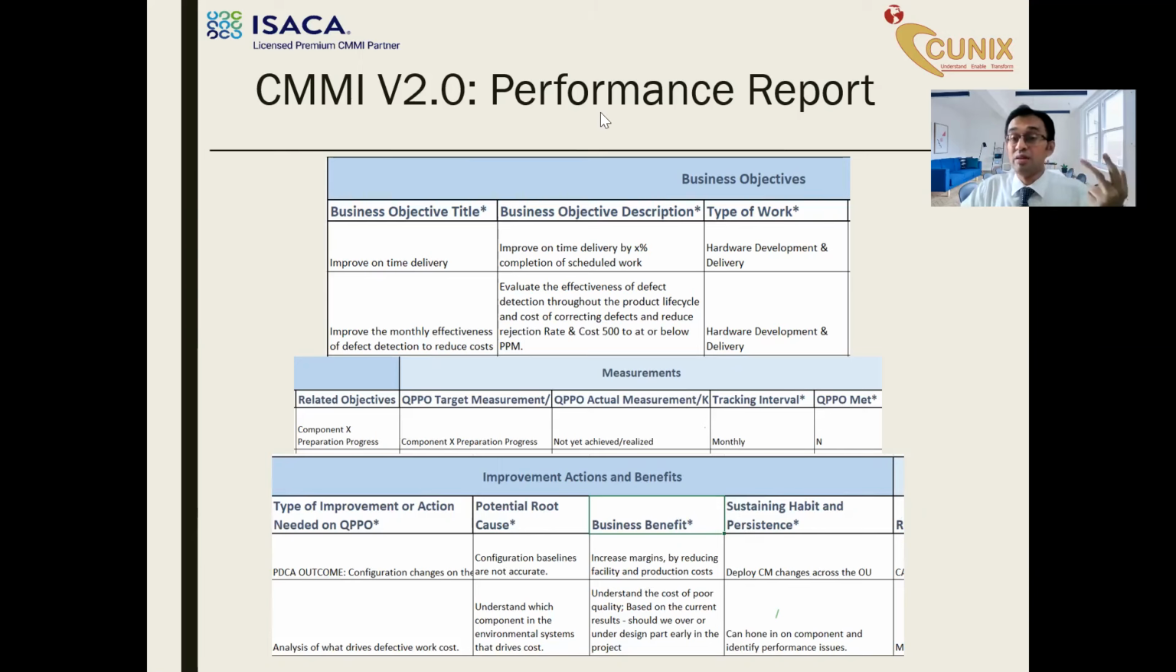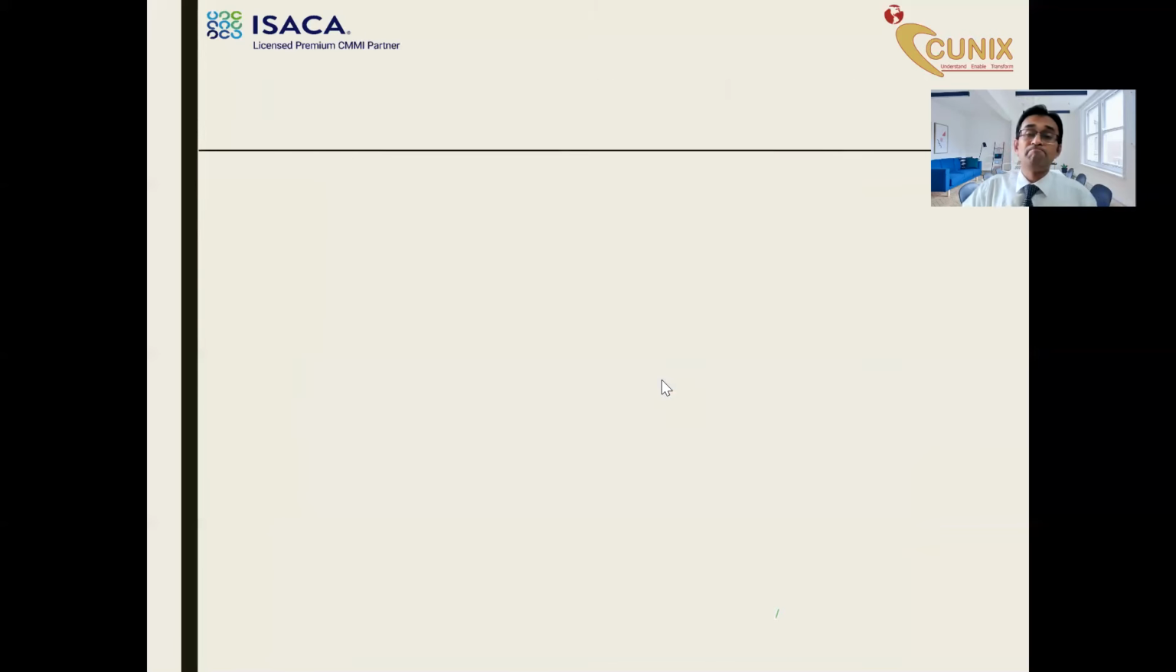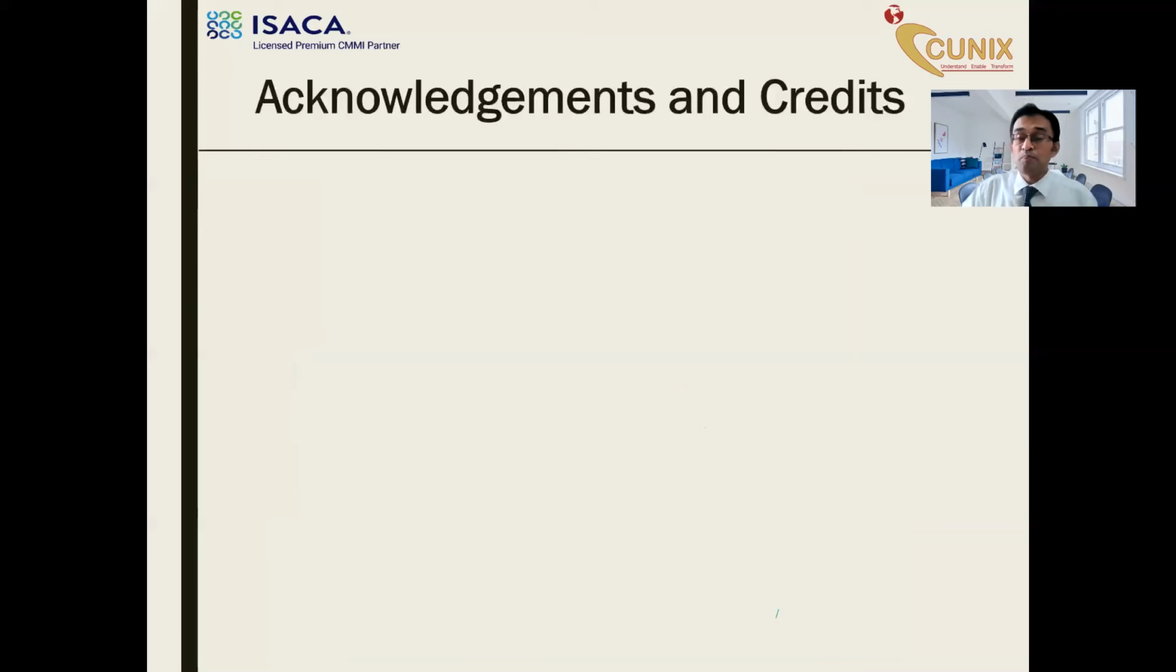So this is a report that is now expected from every organization going for an appraisal. And with this, it wants to establish, confirm and affirm that this model is purely designed for business value, and you can actually check if implementing CMMI has helped you in achieving any business objectives or not. Right. So this is the performance report. So that was it from my side.